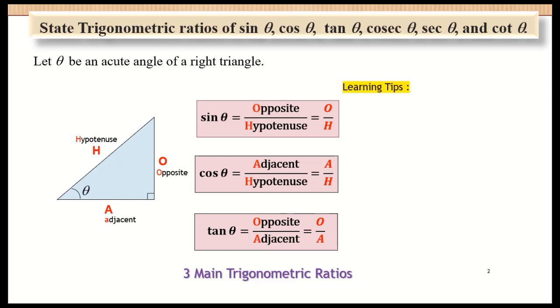I have some learning tips for you to remember these three main trigonometric ratios. We may use SOH as sine equals opposite over hypotenuse, and we will have CAH as cosine equals adjacent over hypotenuse, and finally TOA. We will have tangent equals opposite over adjacent.